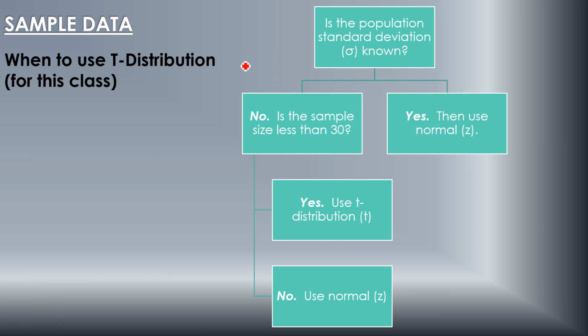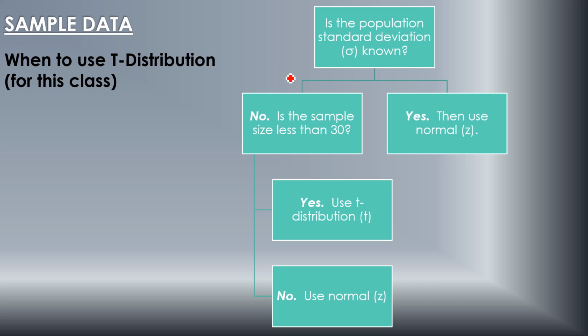So when are we going to use the t-distribution? Well, it varies. It depends upon your textbook. It depends upon your class. It depends upon the situation. So this rule is for this class. It's not for any other statistics classes or any other situations. It's defined by whoever is basically in charge. I'm in charge, so this is how we're going to do it.